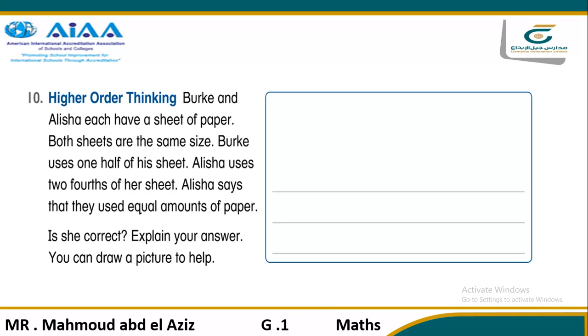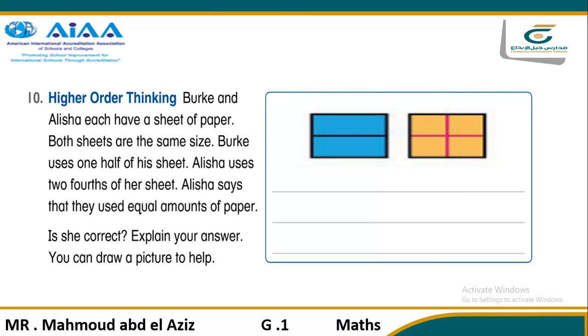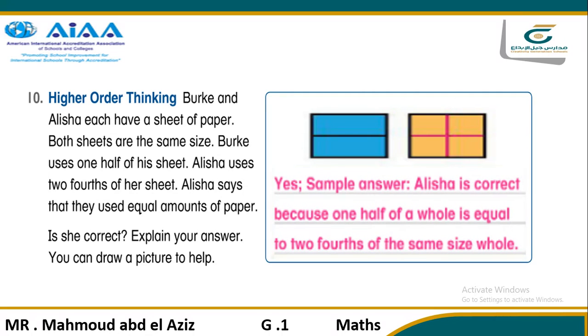Is 1/2 equal to 2/4? Let's draw a shape. Here we have 2 rectangles. They are the same size. If we divide the first shape into 2 equal shares, we have halves. And if we divide the second shape into 4 equal shares, we have fourths. So now you can see 1/2 equals 2/4. So I agree with her opinion. Alicia is correct because 1/2 of a whole is equal to 2/4 of the same size whole.